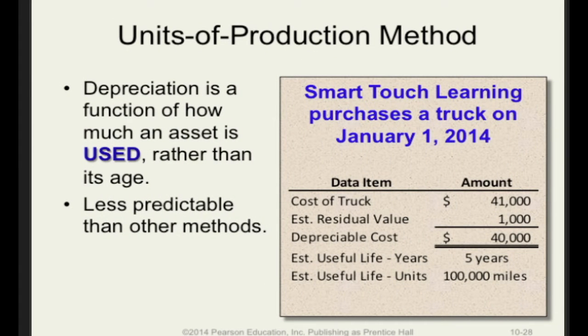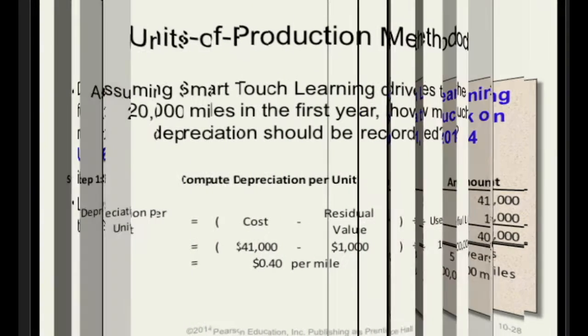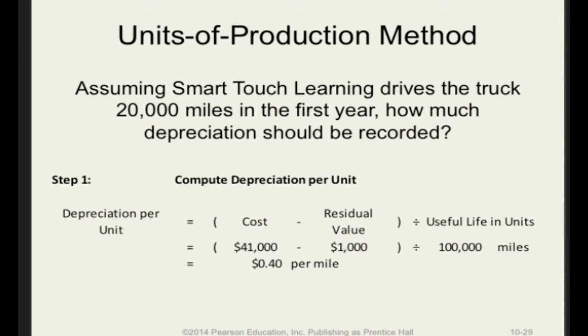The units of production method requires us to compute depreciation based on how much an asset is actually used relative to its expected productivity over its estimated useful life. This is less predictable than other methods. Assume that in the first year of its use, the truck was driven 20,000 miles. The first step is to compute the depreciation per unit of use. In this case, the asset is expected to have a useful life of 100,000 miles.